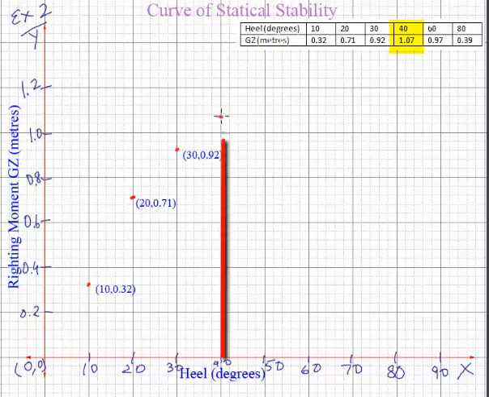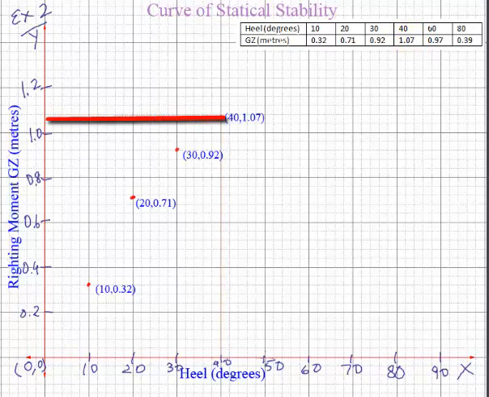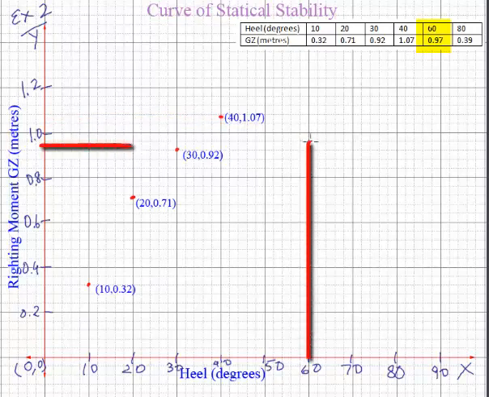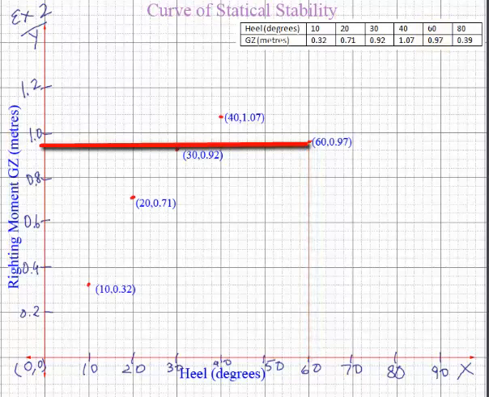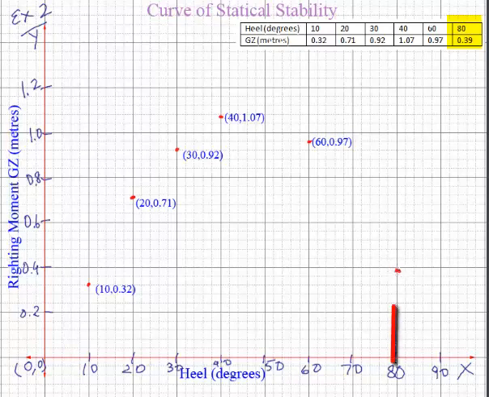Next 40, 1.07, so 40 from the x-axis, and 1.07. So we're just counting, so, right? 1.04, 1.08, so this is approximately 1.07. We don't have anything for 50. For 60, it's 0.97, so right about here. No point for 70, and for 80 it's 0.39, so just below 0.4.